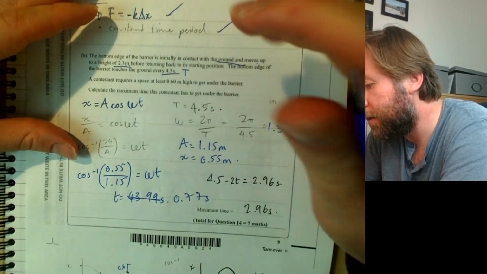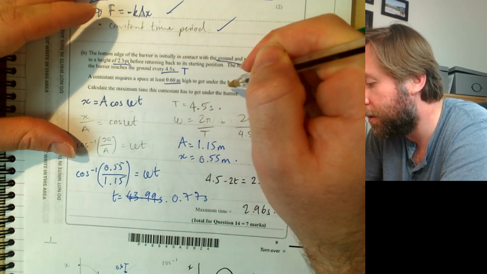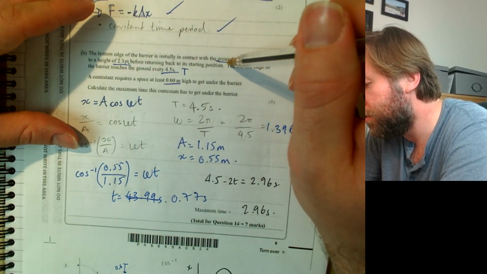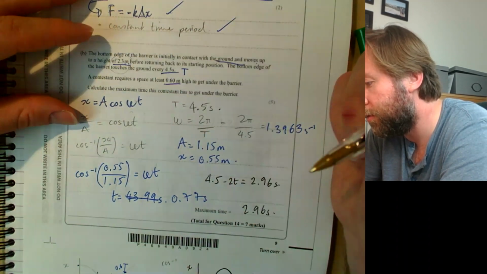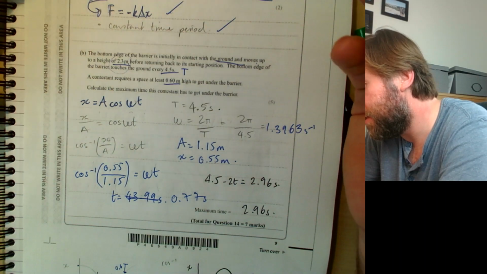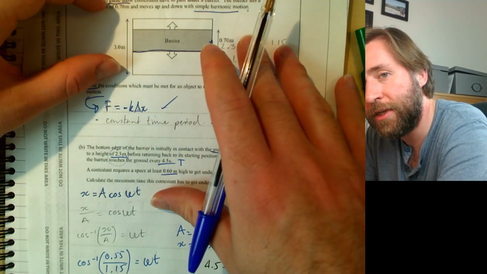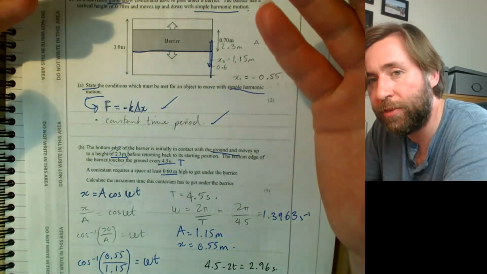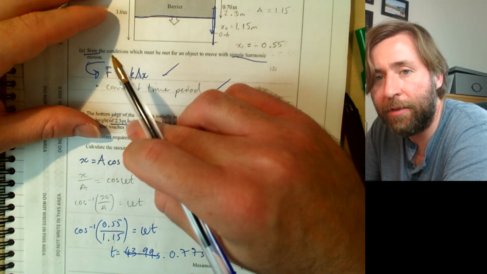And then, okay, you have to work out a contestant requires at least 0.6 meters height to get under the barrier. They've given you the time period in there, and they've told you the bottom edge of the barrier is initially in contact with the ground, vertical height of 2.3. Right, so this is the nuisance of it. There's loads of different information. There's 3 meters given there as the vertical height of this whole mechanism, and there's a completely pointless bit of information. There's 2.3 there, but that's not the amplitude.